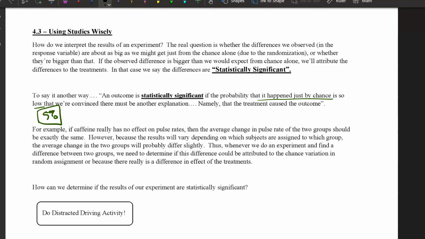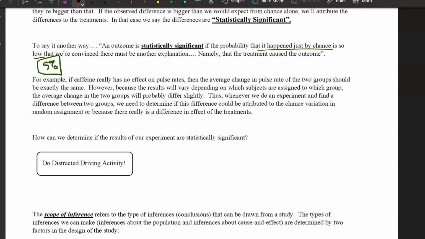For example, if caffeine really has no effect on pulse rates, then the average change in pulse rate of the 2 groups should be exactly the same. However, because the results will vary depending on which subjects were assigned to which group, the average change in the 2 groups will probably differ slightly. Thus, whenever we do an experiment and find a difference between the 2 groups, we need to determine if this difference is small and could be attributed to chance variation in the random assignment, or if the difference is bigger than you would expect from random assignment, and therefore is a difference due to the treatments.